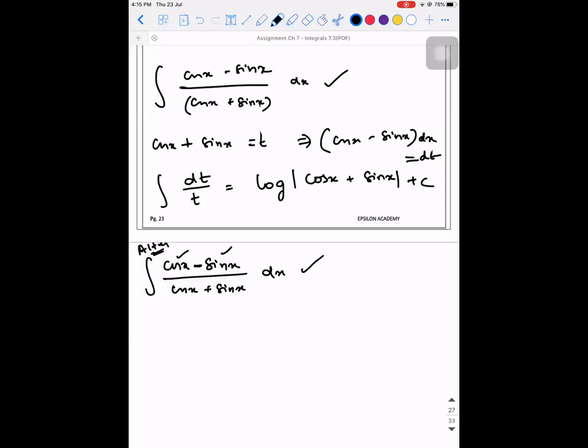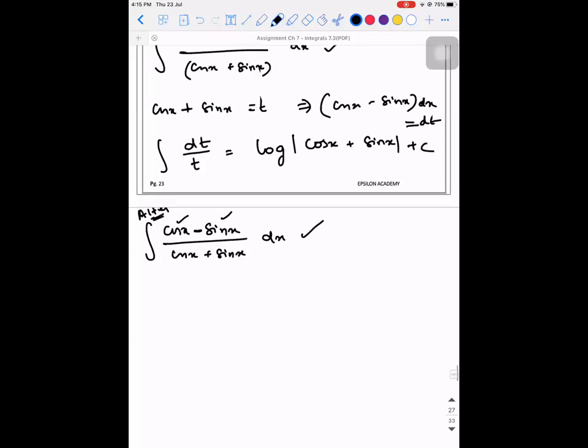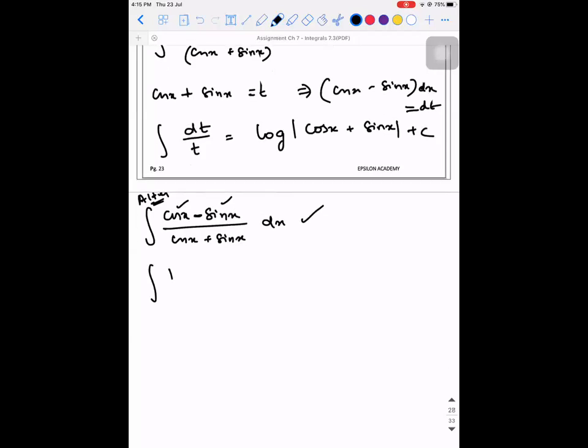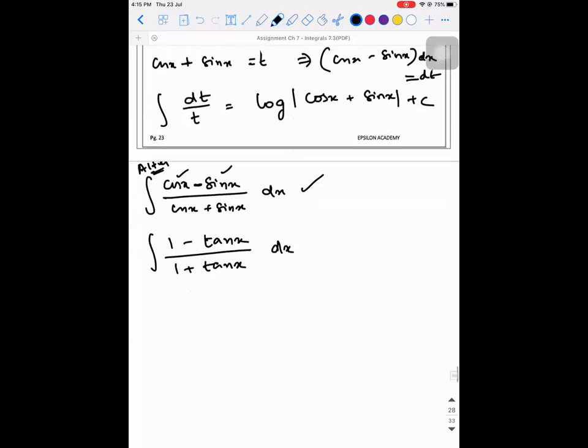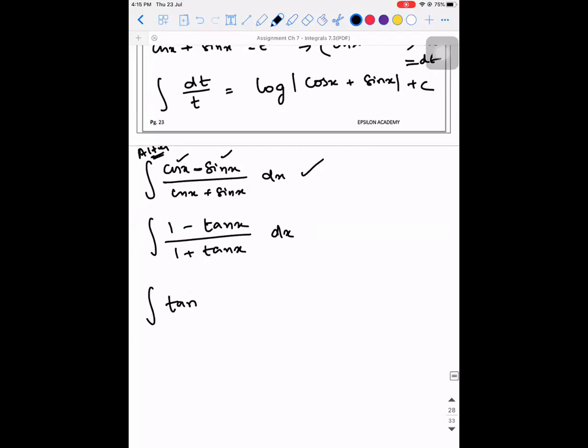Suppose I'm dividing the numerator and denominator by cos x. Tell me what will you get? 1 minus tan x divided by 1 plus tan x. But we have a famous formula, 1 minus tan x by 1 plus tan x, that we use in inverse trigonometry: tan of (pi by 4 minus x).